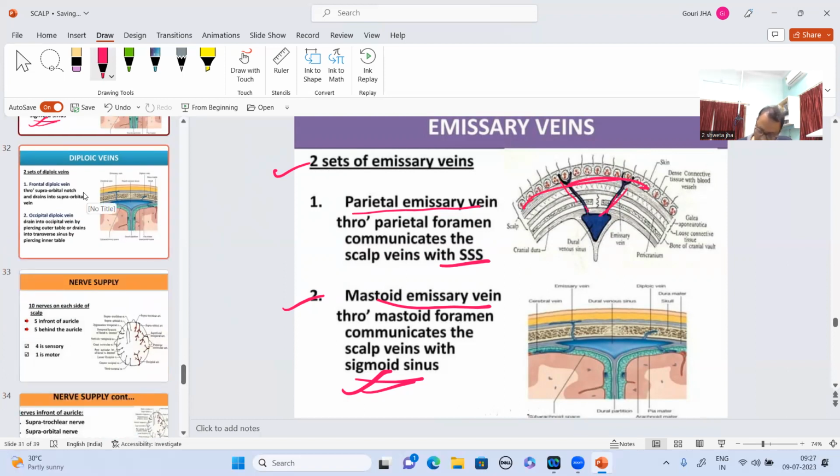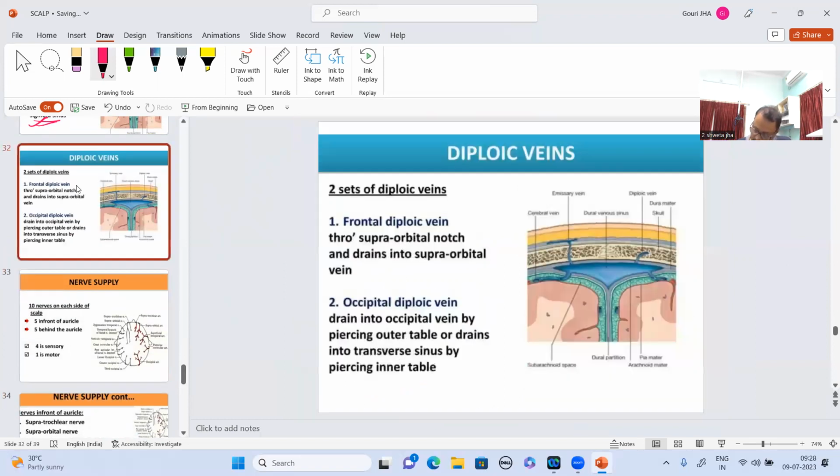Next, we have got the diploic veins. The diploic veins lie in between the two tables of the skull. We have got two sets of diploic veins: the frontal diploic vein and the occipital diploic vein. There are two more also, but the two important ones are the frontal and the occipital.